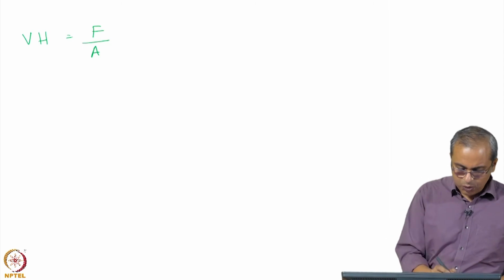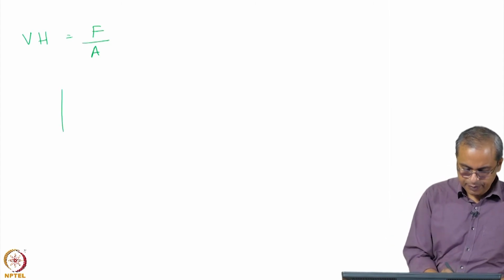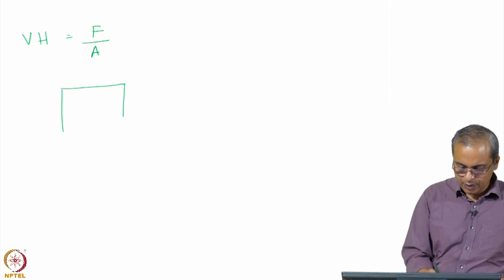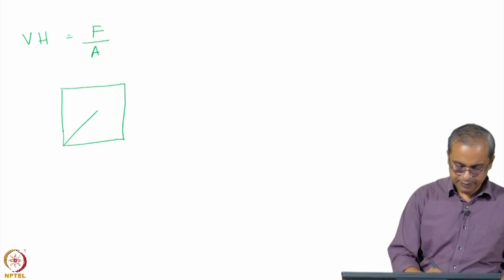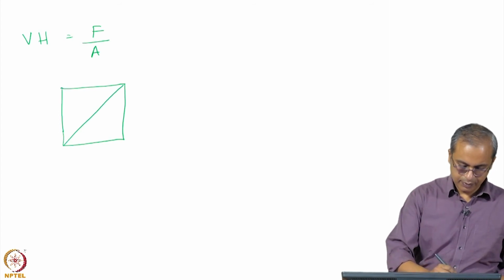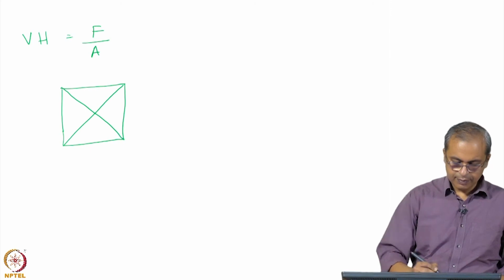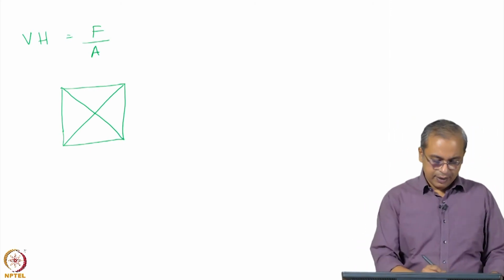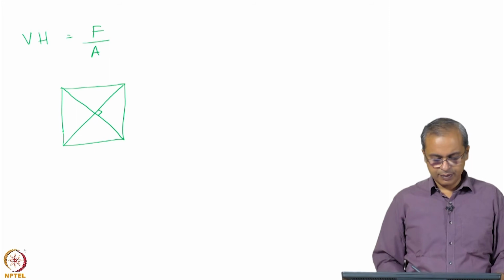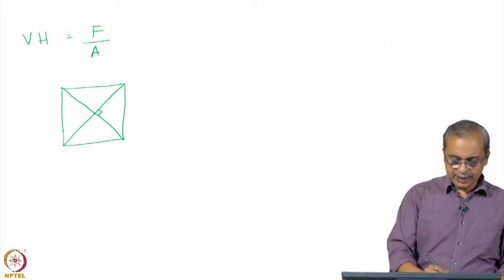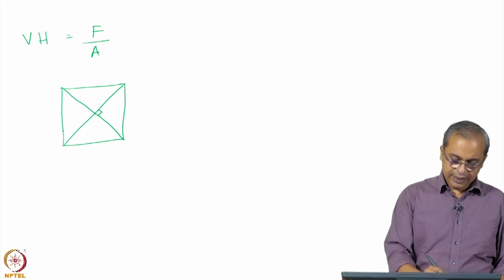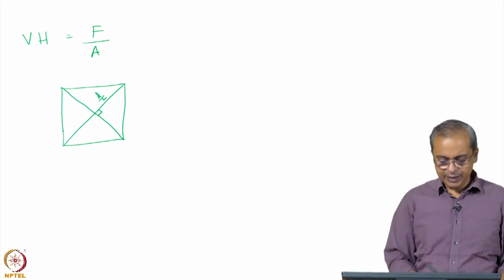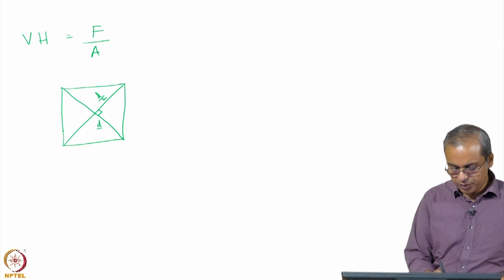Now, if you look at it top down, you have the square and you have these 2 diagonals. To the extent that this is a square, this is going to be 90 degrees, and the whole diagonal dimension is d. So this half diagonal is d by 2, and the half diagonal here is also d by 2.